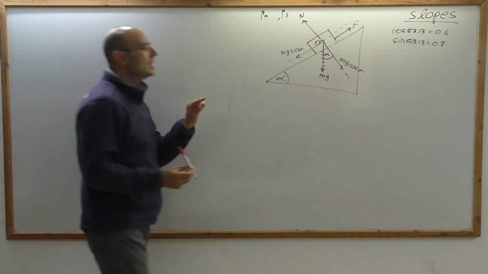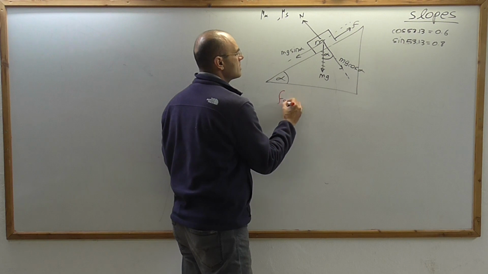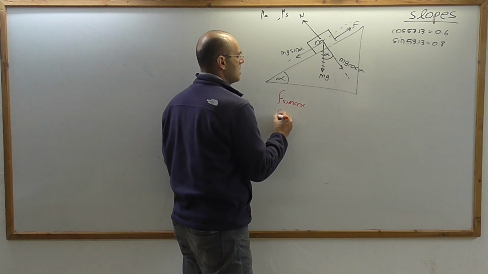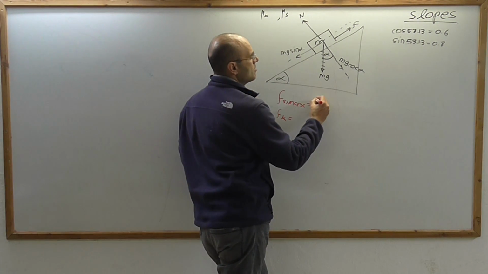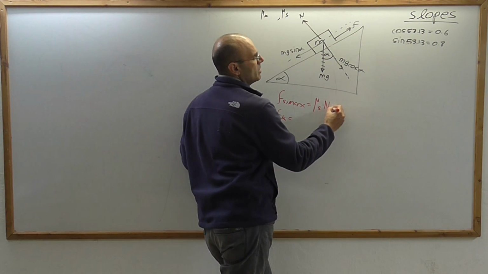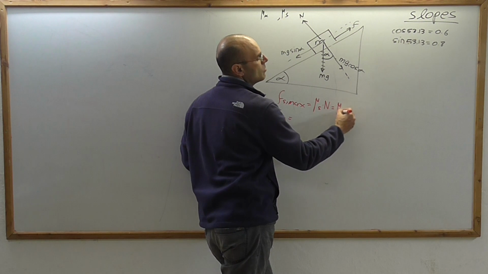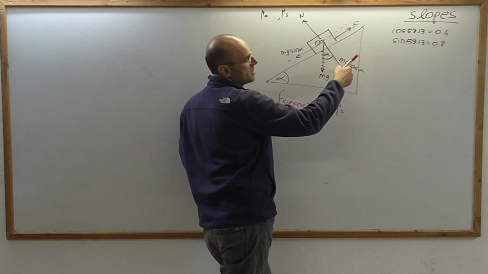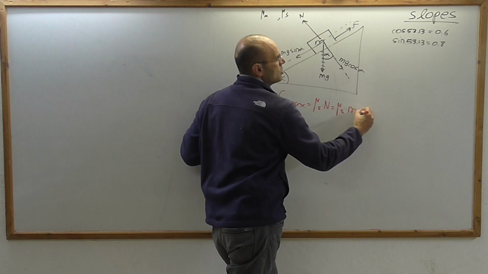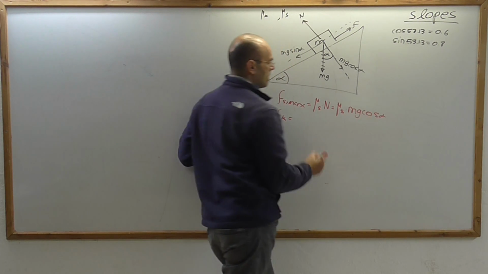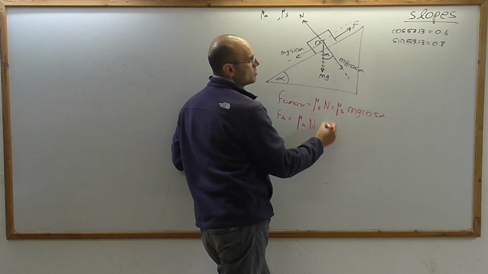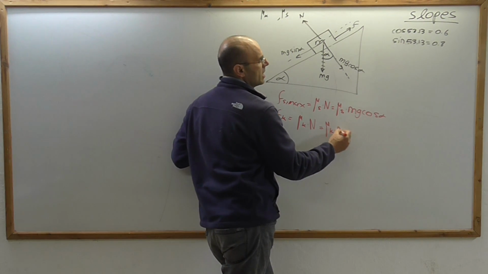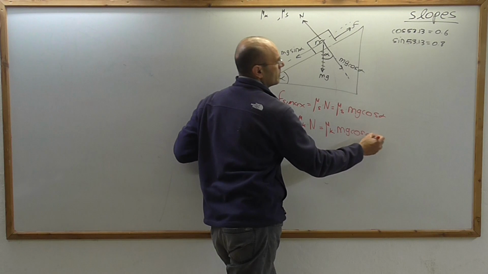Now, let's find the F static max and the F kinetic. F static max is mu static multiplied by the normal force, which is mu static multiplied by mg cosine alpha. F kinetic is mu kinetic multiplied by the normal force, which is mu kinetic multiplied by mg cosine alpha.